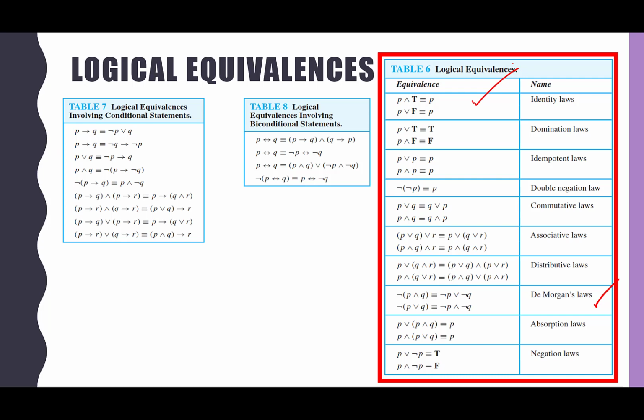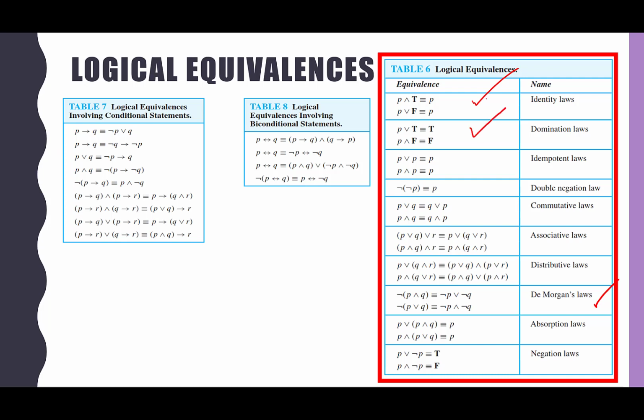Domination laws. Okay. P or true equals true. I think that one's kind of obvious. Anything or true equals true, right? And anything ANDed with false equals false. So I think the domination laws are pretty clear. Okay.